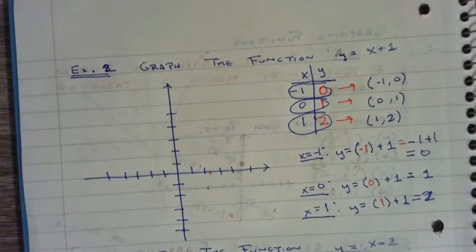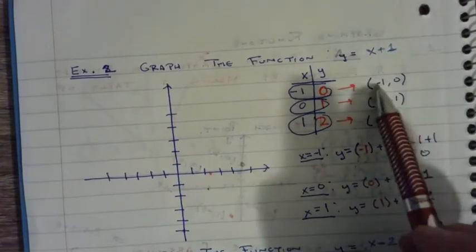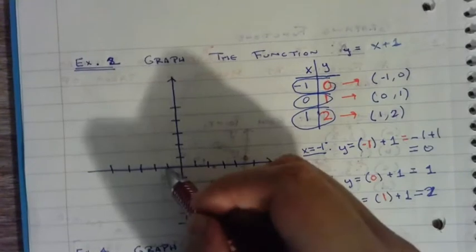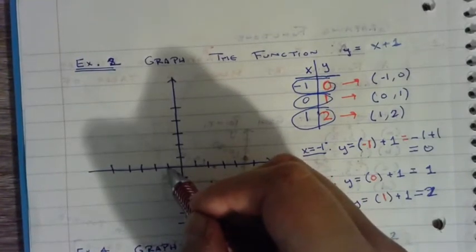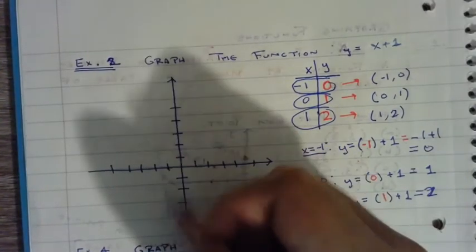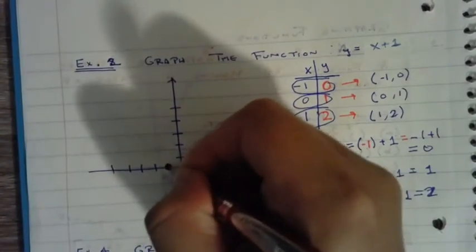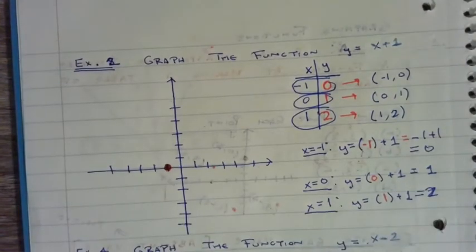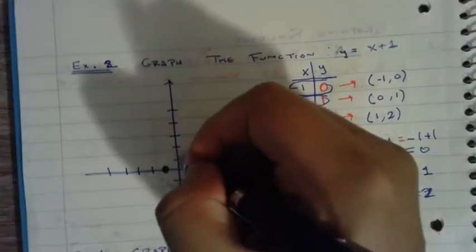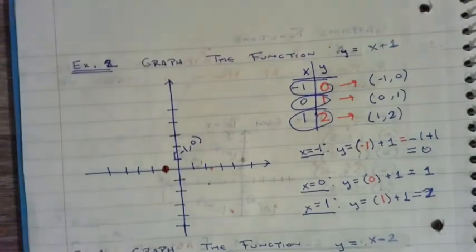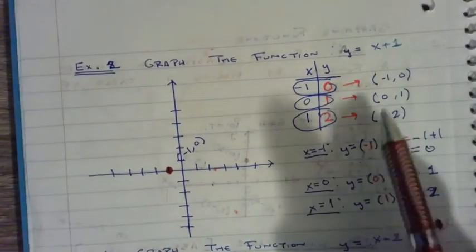Now let's go ahead and plot them. Again, let's plot (-1, 0). So -1, remember it's in your x right here. And then 0, that means it's not going up or down. So therefore that's your point right there. So draw yourself a big dot right there. And now, again, I'll label it for you. I'll put (-1, 0).